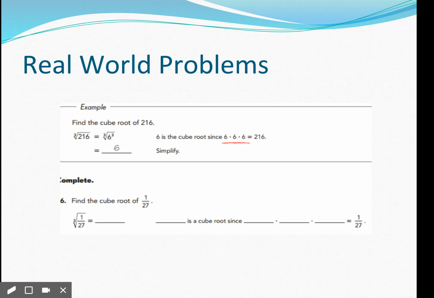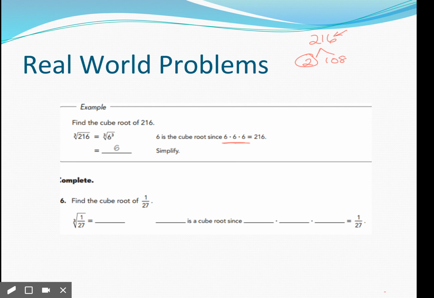Just a reminder that if you don't know the cube root by heart, we can use a factor tree. So I'll demonstrate that here. I'm going to start factoring out numbers I know 216 can be divided by, and I'm going to keep it simple. Since 216 is even, I know that 2 can go into it. 2 is a prime factor. And 216 divided by 2 would be 108.